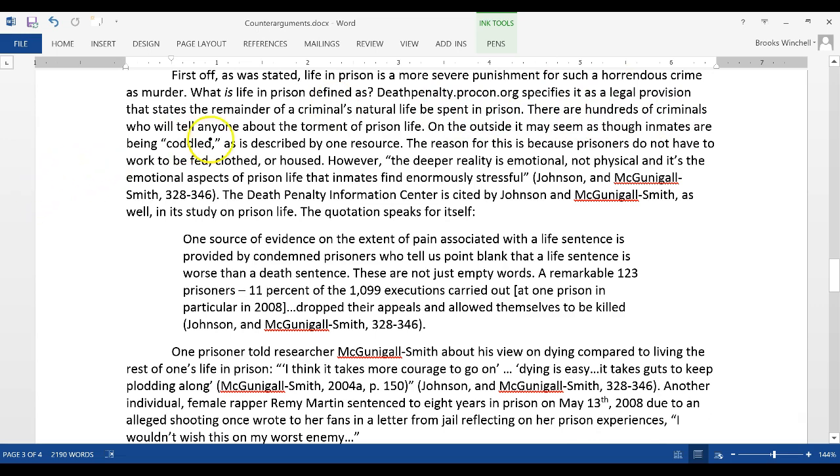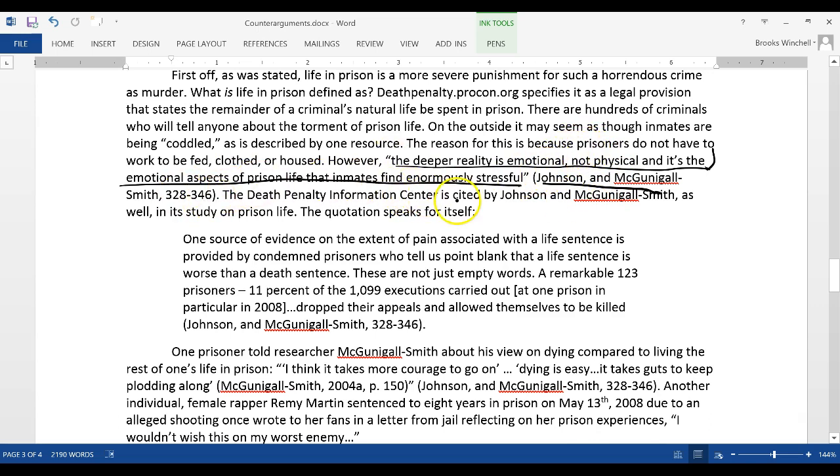There are hundreds of criminals who will tell anybody about the torment of prison life. On the outside, it may seem as though inmates are being coddled, as is described by one source. The reason for this is because prisoners do not have to be fed, clothed, or housed. However, the deeper reality is emotional and not physical, and it's the emotional aspects of prison life that inmates find enormously stressful. So here is a statement from experts. It's a good example of expert opinion. So these people know about the emotional turmoil of prison, and so they're qualified to tell us about it.